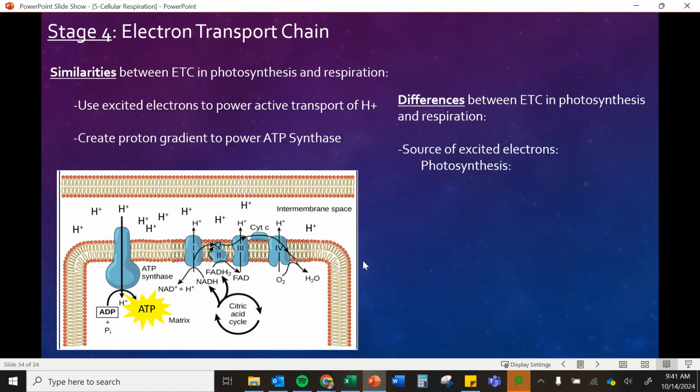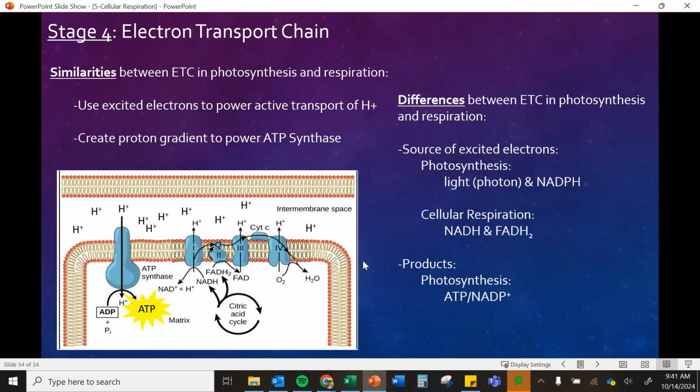Differences, again, the source of those excited electrons. And in photosynthesis, we're producing ATP, and in cellular respiration, we are producing a little bit of ATP, but also we're using NADP plus or NADPH to produce NADP plus, and then in cellular respiration, we're using different electron acceptors.